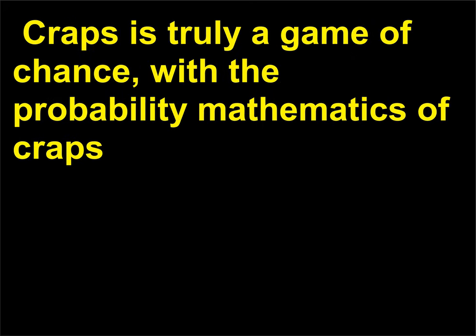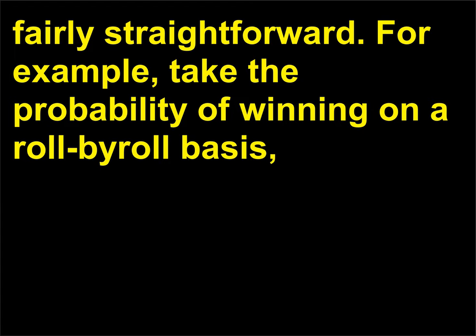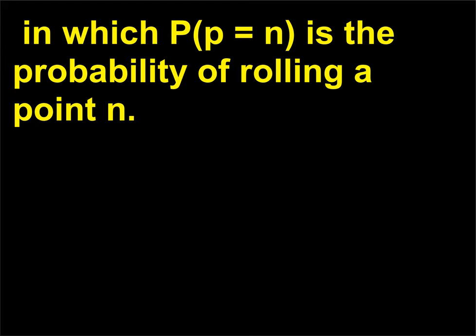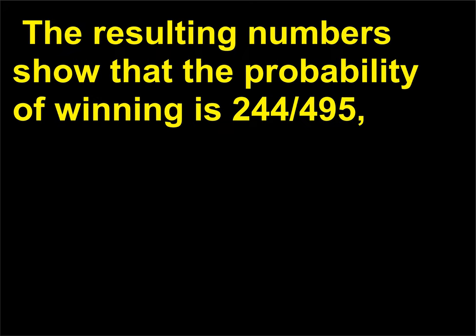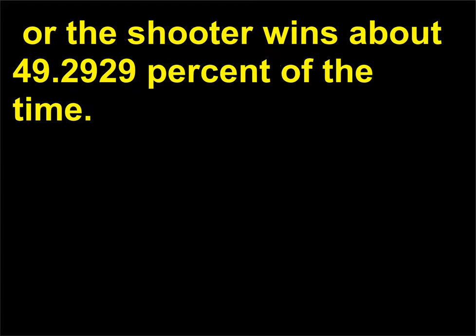Craps is truly a game of chance, with the probability mathematics of craps fairly straightforward. For example, take the probability of winning on a roll-by-roll basis, in which P(N) is the probability of rolling a point N. The resulting numbers show that the probability of winning is 244/495, or the shooter wins about 49.2929% of the time.